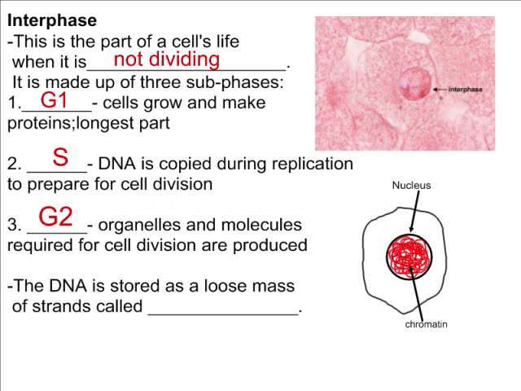And the last part is G2, where we make organelles for each cell that we're going to create in cell division. Now DNA is stored in interphase as chromatin, which is just a loose mass of the DNA strands. If you take a look at the cell above, in the nucleus, it just looks kind of fuzzy.